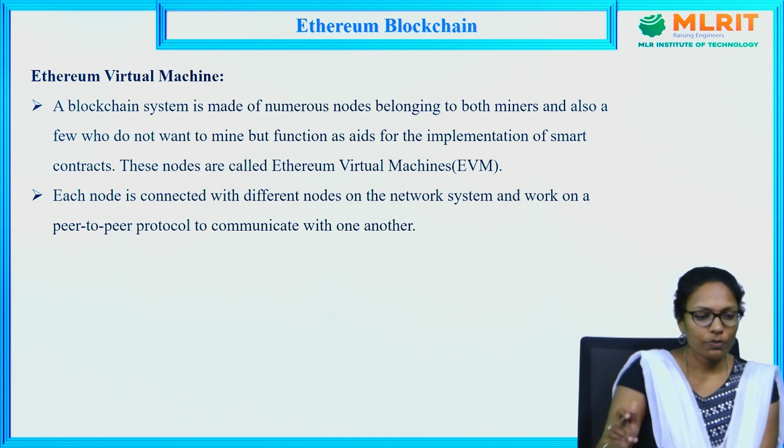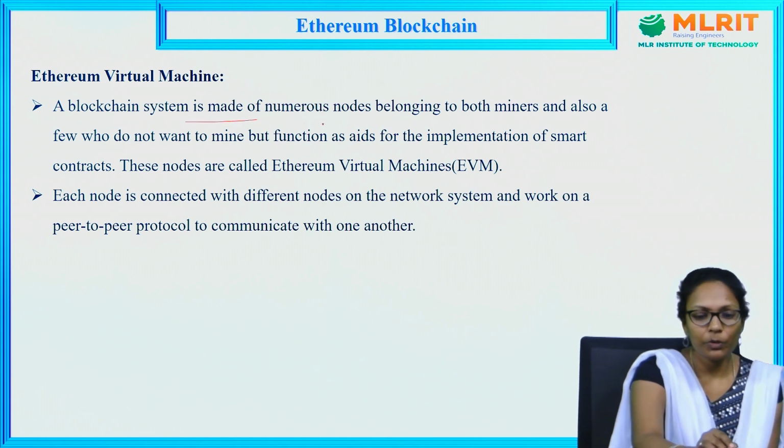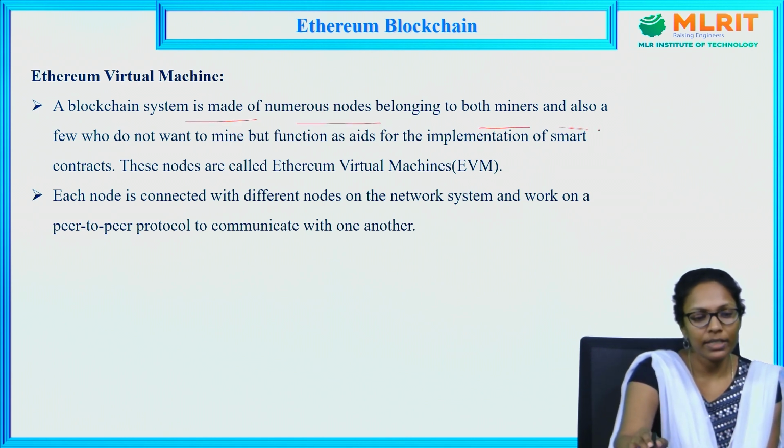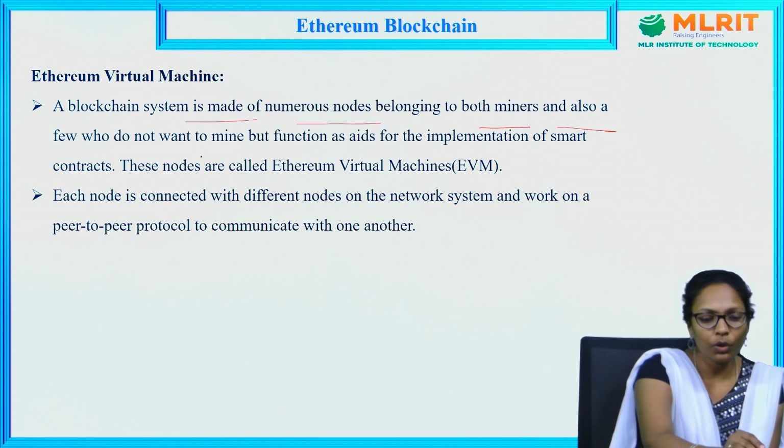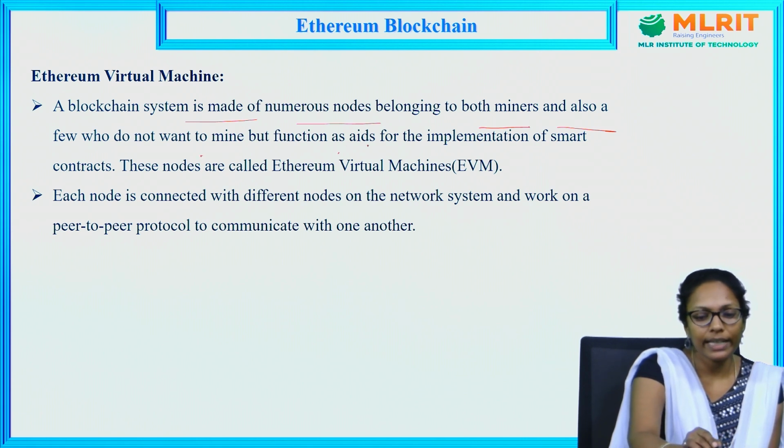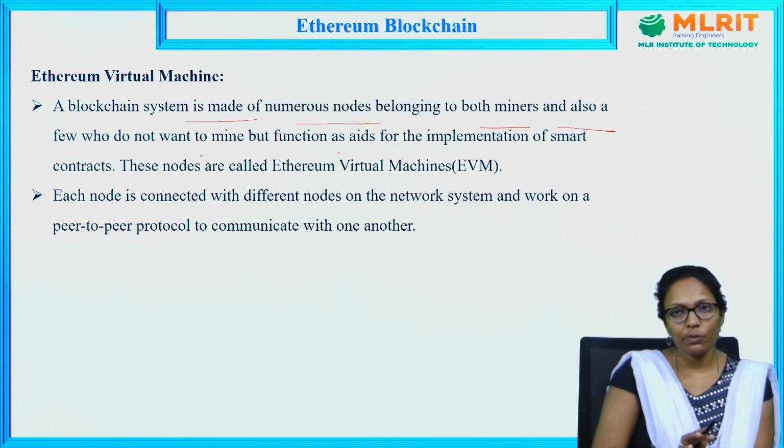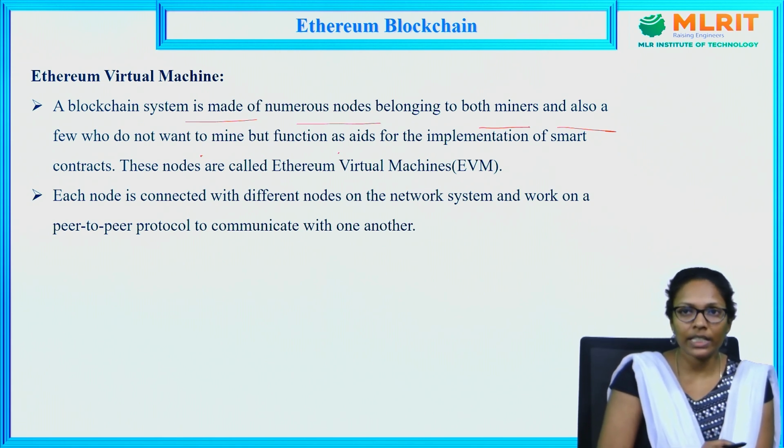So the Ethereum virtual machine. A blockchain system is made up of numerous nodes belonging to miners and also a few who do not want to mine but function as aids for the implementation of smart contracts. So we have two types of nodes, as we discussed in the previous slide. One is mining nodes and the other one is the Ethereum virtual machine.